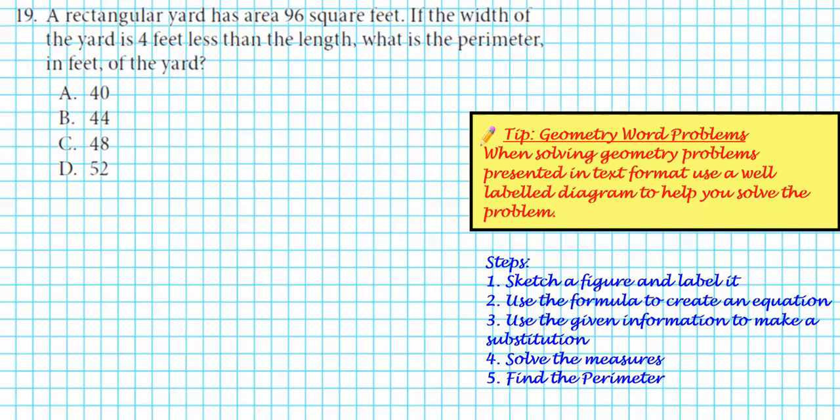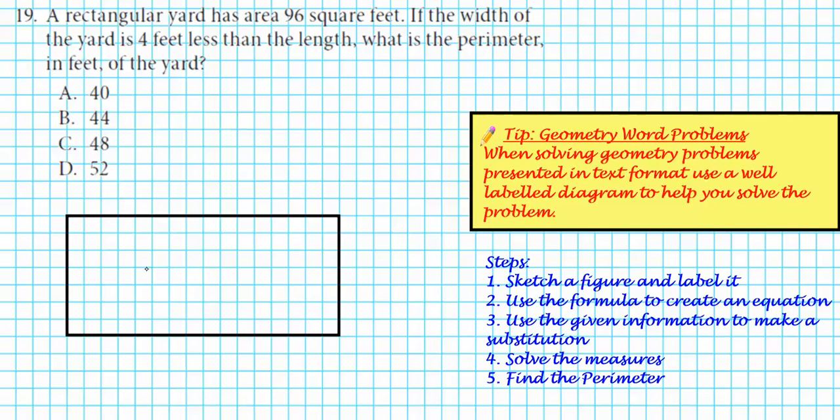Steps are as follows. We're going to sketch a rectangle, or give ourselves a visual representation of the scenario, and label it as much as we can. We're then going to use the relevant formulas to set up an equation, substitute components into that equation using the information given, solve for the dimensions of our rectangle, and then use it to find the perimeter of the rectangle. All right, so let's do it. Step number 1, sketch our rectangular yard.